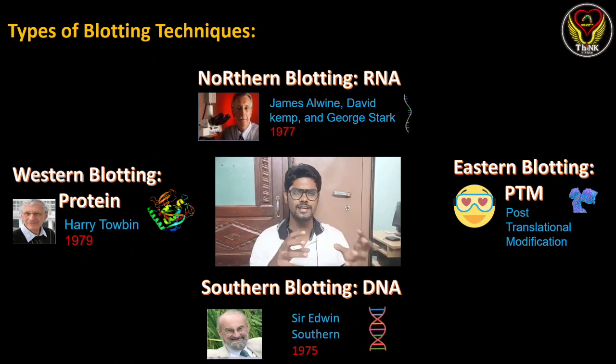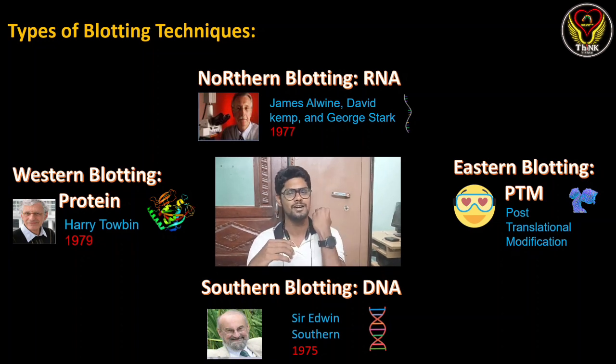Eastern blotting is hardly used, and it is used to analyze post-translational modification. For the protein after translation, there will be some acetylation or methylation. This kind of modification is there. To identify those things, we use the eastern blotting. PTM means post-translational modification. So these are the important 4 types of blotting.